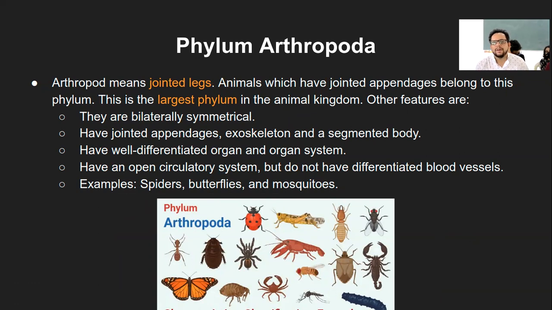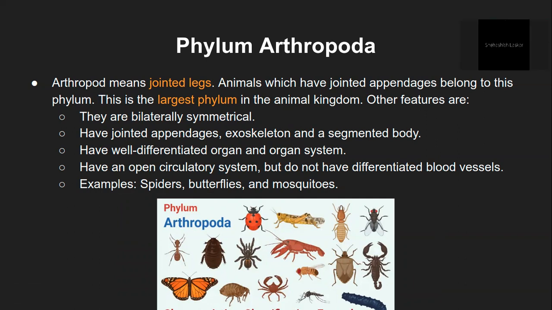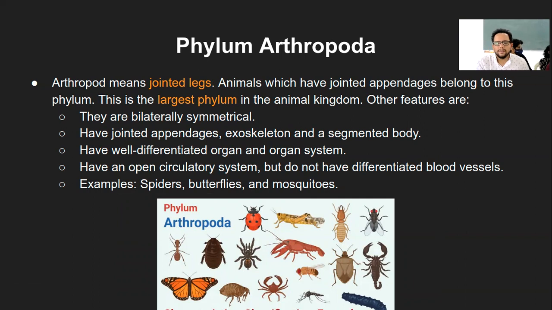Next phylum is the phylum Arthropoda. Arthro usually refers to the joint, like arthritis. You know that word for sure, which is the impact on joints. So arthro refers to the joint, and poda is not the Tamil word poda, but an English word which refers to quads. Quads means limbs, right? So arthropoda means jointed legs.